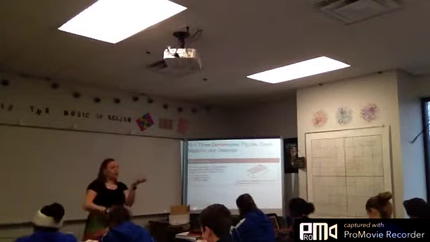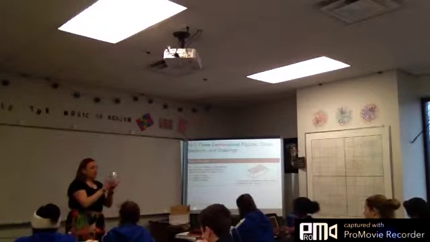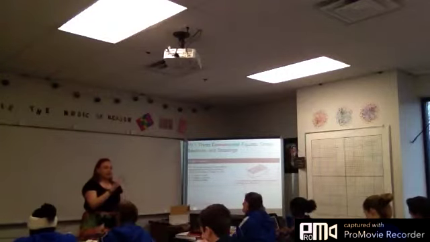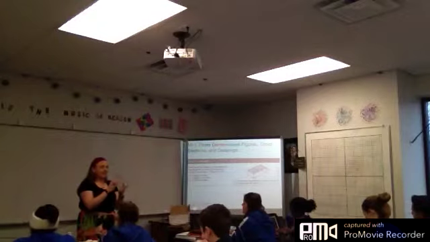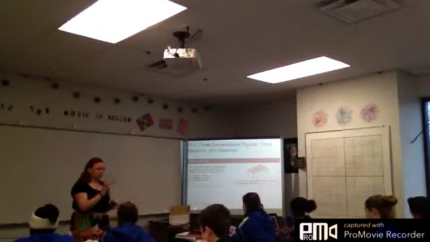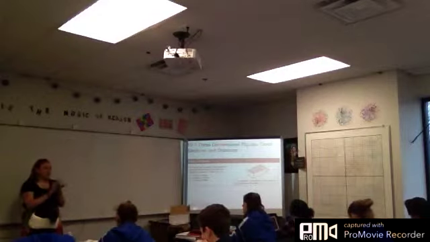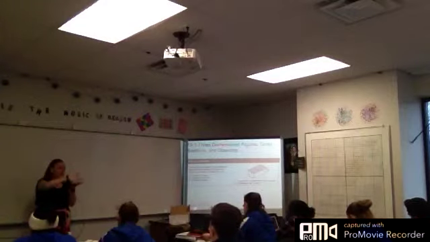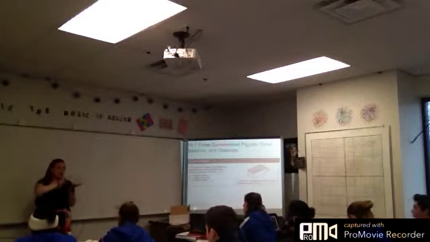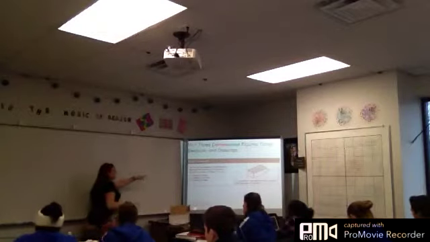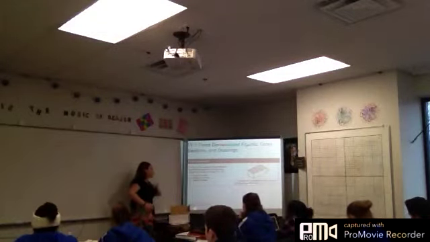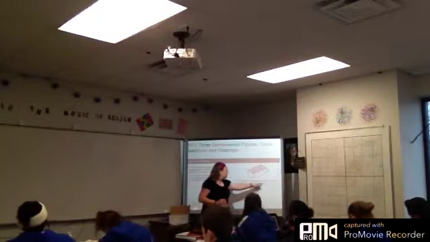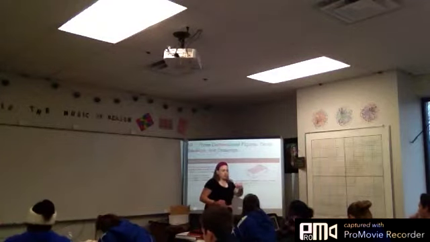How many faces on this object do I have? 5. 1, 2, 3, 4, 5. How many vertices do I have? 5. 1, 2, 3, 4, 5. How many edges do I have? 8. 1, 2, 3, 4, 5, 6, 7, 8. Euler's theorem says F equals the number of faces, V equals the number of vertices, and E equals the number of edges. And it gives us this formula: faces plus vertices should equal edges plus 2.